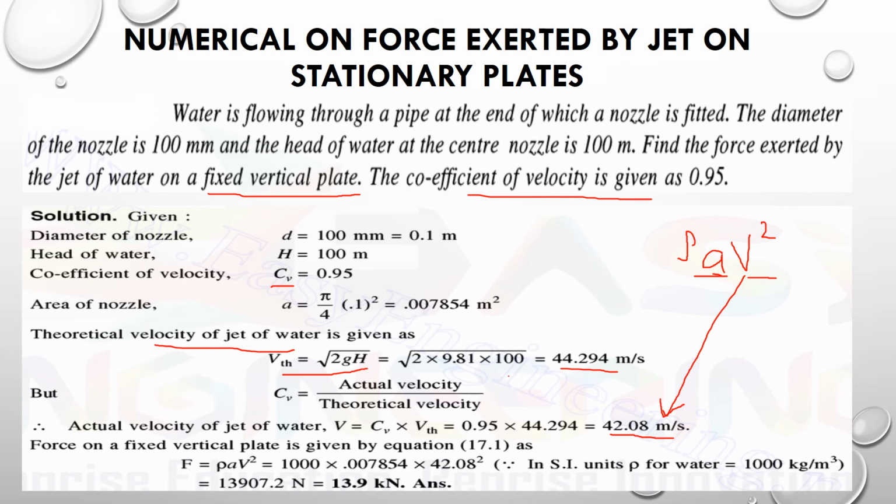So then substituting in the equation F is equal to rho a v square, substituting the values, we will get the final answer as 13.9 kilonewton. So that is the force exerted by a jet of water on the fixed vertical plate.